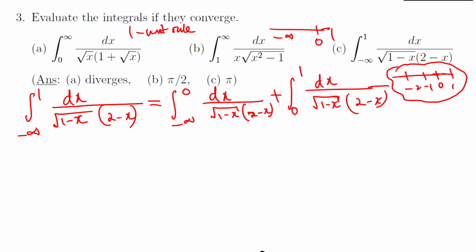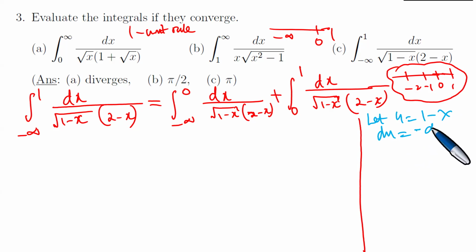Okay, we continue, sorry. Now the next thing is we need to think about the integral. The question is, what is this integral here? You need to evaluate it by substitution. The way to do it, you can simply let u be what is under the square root, 1 minus x, so that du is minus dx. Then the integral of dx will be minus du divided by the square root of this, which is u to the 1/2, times 2 minus x.